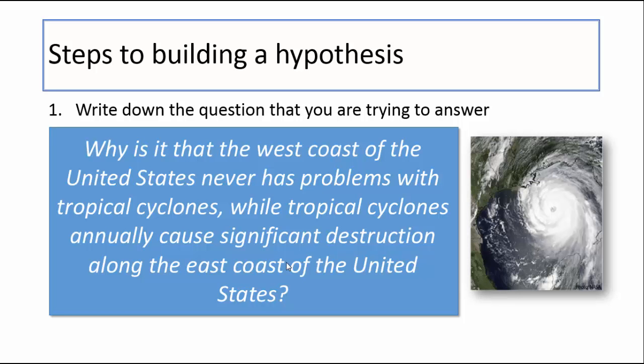Focus on key terms. These will point us in the direction of where to go to gather more evidence. This question is asking us about two locations, the west coast of the United States and the east coast of the United States. Second, the question focuses on tropical cyclones.